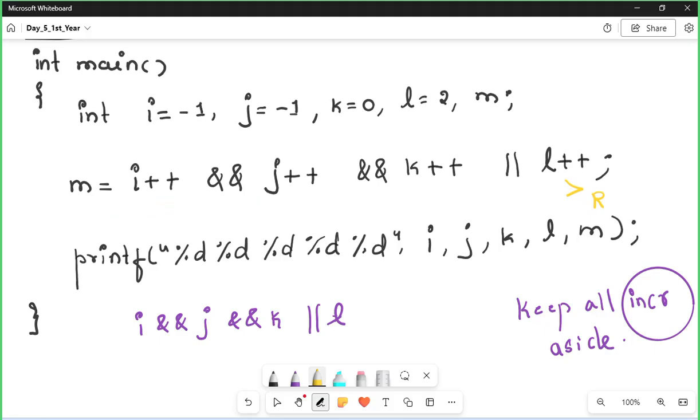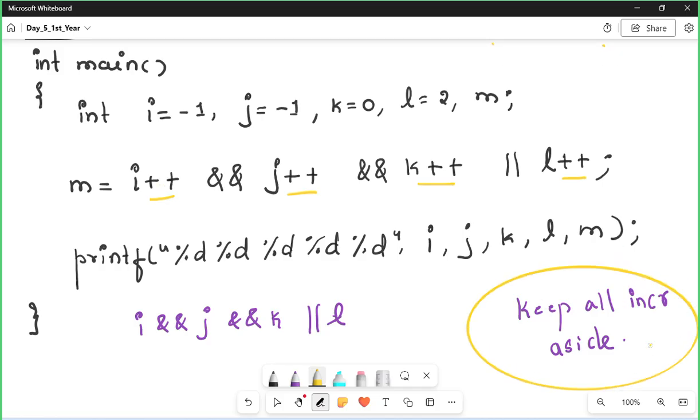Now the next part is, all are post increment. Post increment means what? First use it, then increment it. Correct? So first keep all the increments aside. Keep all the increments on the side. Now, if you keep all increments on the side, this is what we are left with. So first solve this.